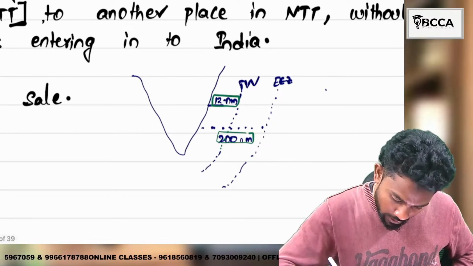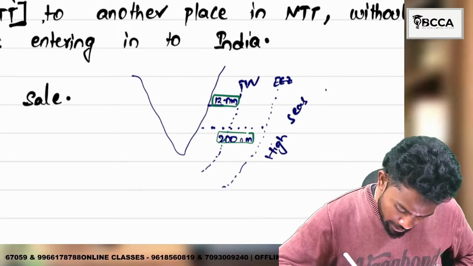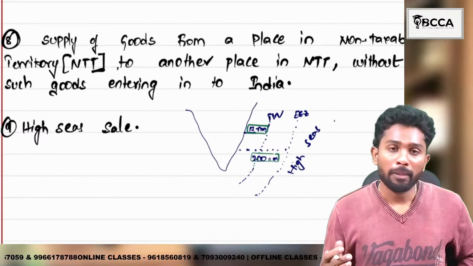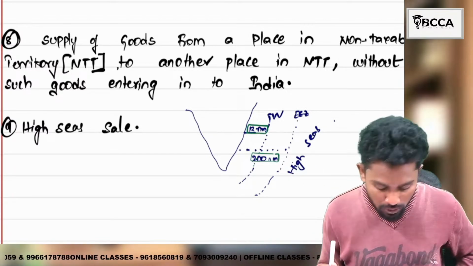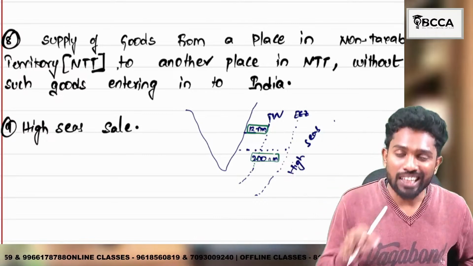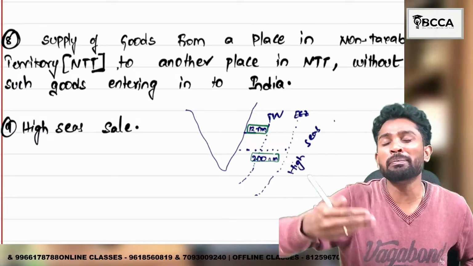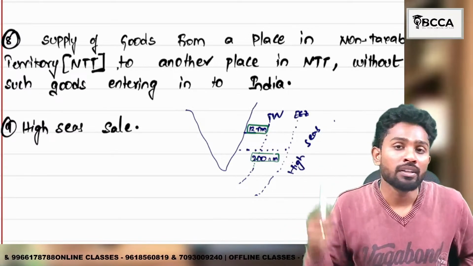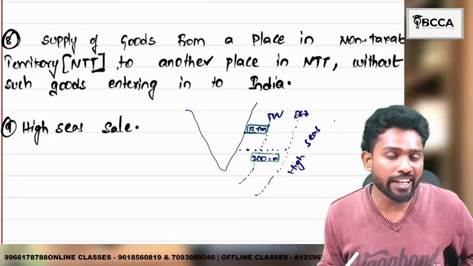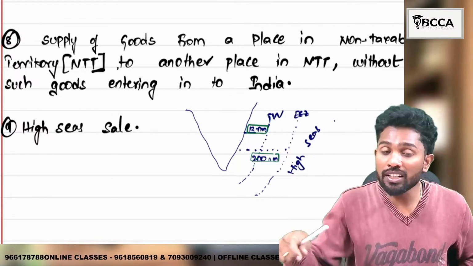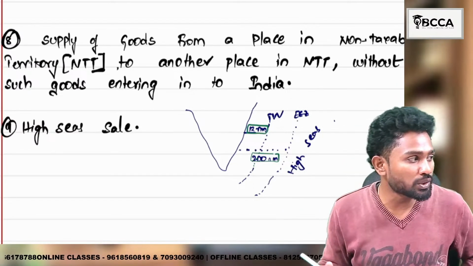So I purchased goods from somewhere outside India, say Australia. The goods are coming, but during transit, the goods have not even entered the exclusive economic zone or territorial waters. In the meanwhile, I found a prospective buyer, so I sold the goods to the buyer with the transfer of title and documents as well. The sale happens midway in the sea, which is called a high sea sale. In such a case also it is not a supply.